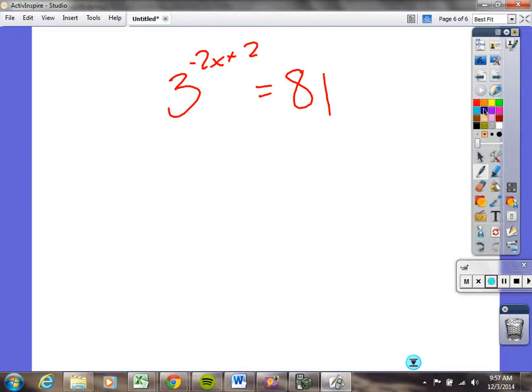Hopefully you know your cubes up to your 6s. 1 cubed. 2 cubed. 3 cubed, 27. 4 cubed, 64. 5 cubed.